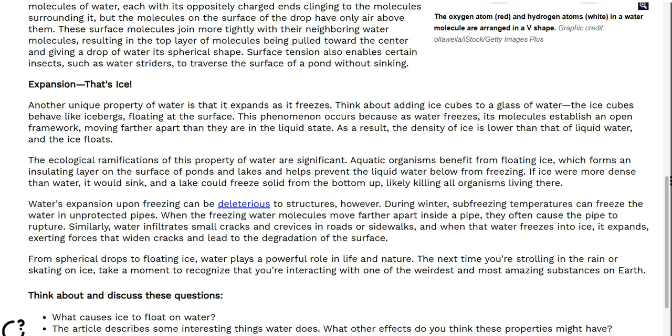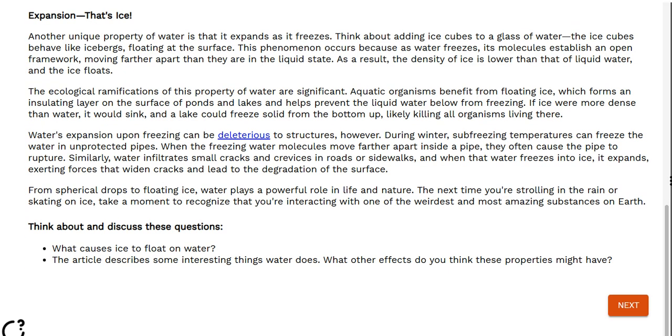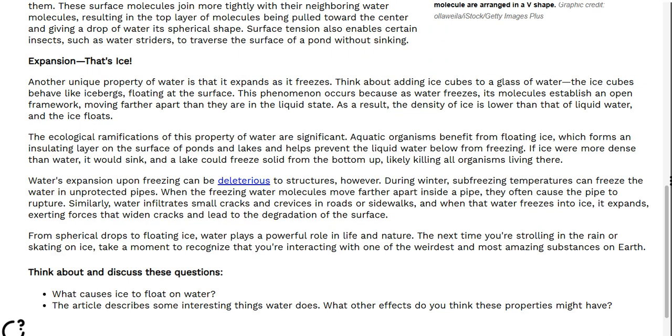Surface tension also enables certain insects, such as water striders, to traverse the surface of a pond without sinking. Expansion upon freezing: another unique property of water is that it expands as it freezes.